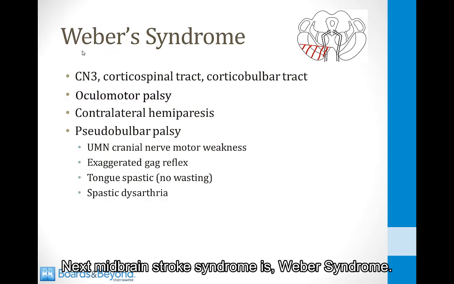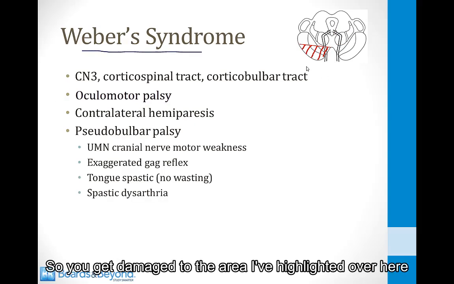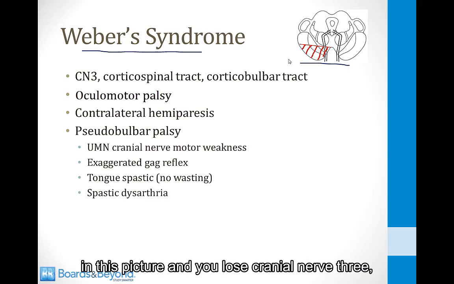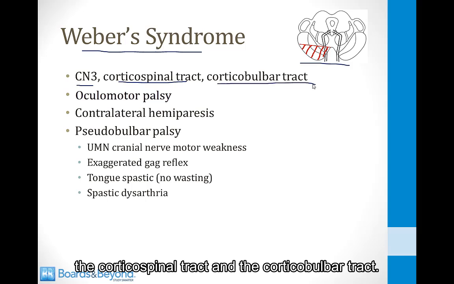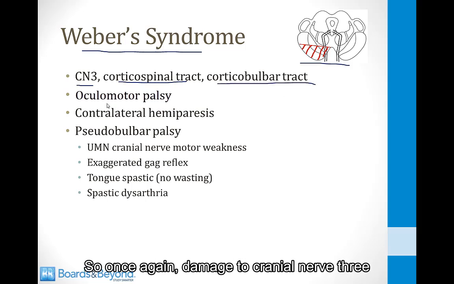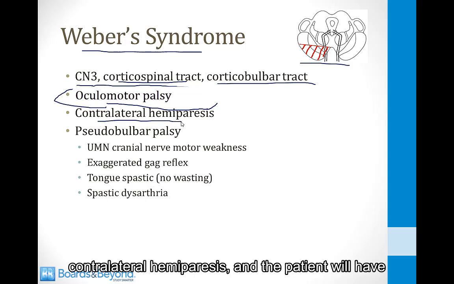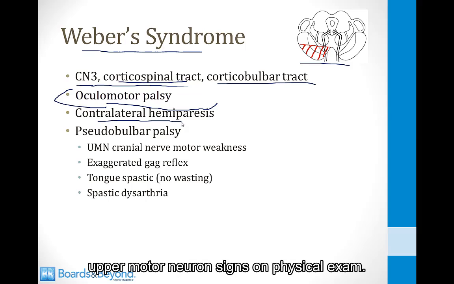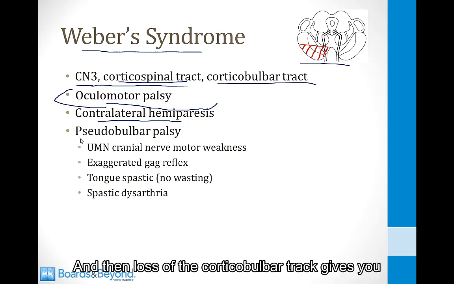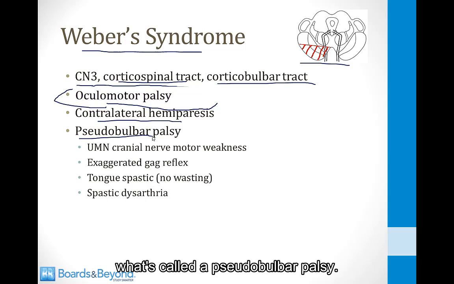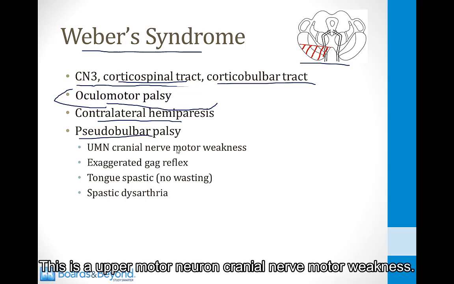Next midbrain stroke syndrome is Weber syndrome. So you get damage to the area I've highlighted over here in this picture, and you lose cranial nerve 3, the corticospinal tract, and the corticobulbar tract. So once again, damage to cranial nerve 3 gives you an oculomotor nerve palsy. Loss of the corticospinal tract gives you contralateral hemiparesis, and the patient will have upper motor neuron signs on physical exam. And then loss of the corticobulbar tract gives you what's called a pseudobulbar palsy. This is upper motor neuron cranial nerve motor weakness.